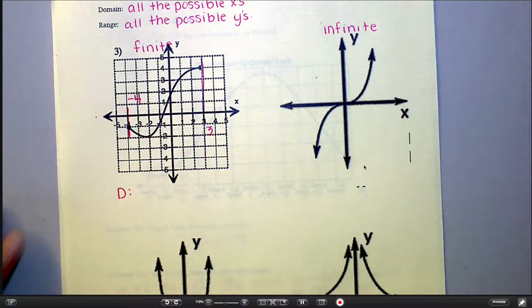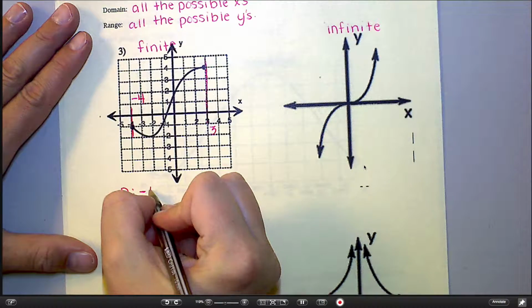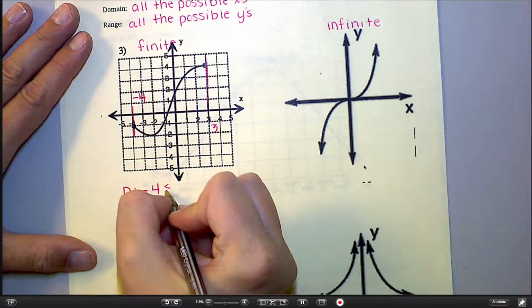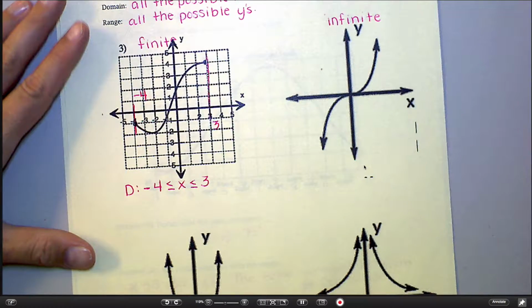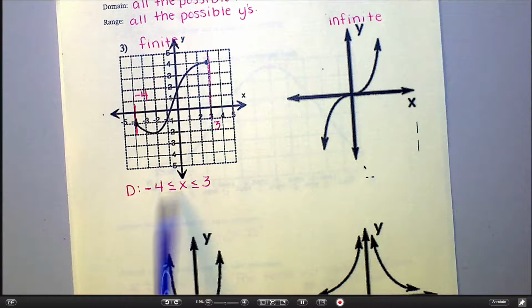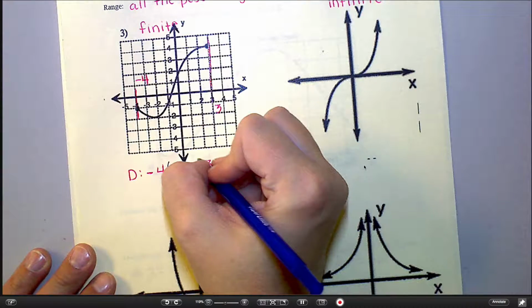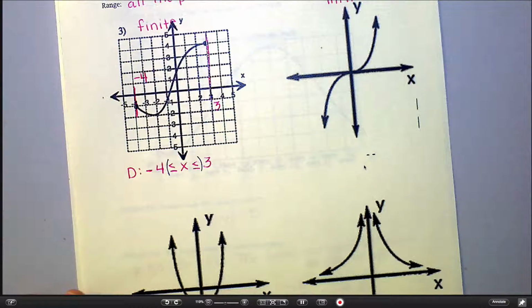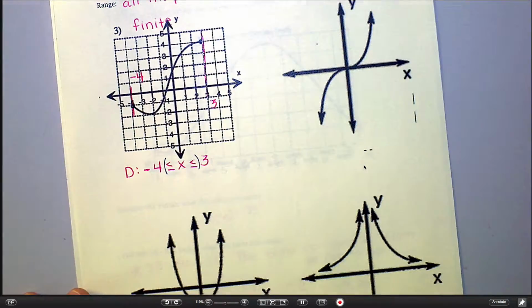So here's how we're going to write our domain. We're going to write it in interval notation, which I think we talked about in one of our lessons, but just write this down and then we'll talk about it. We're going to start with our smaller number, -4, then we're going to say less than or equal to x, less than or equal to 3. That is the mathematical way to say all of your x's are between -4 and 3. This piece of it, by the way, is going to look exactly the same every single time. Start with your smallest number, do less than or equal to x, less than or equal to, and then your bigger number. Okay?